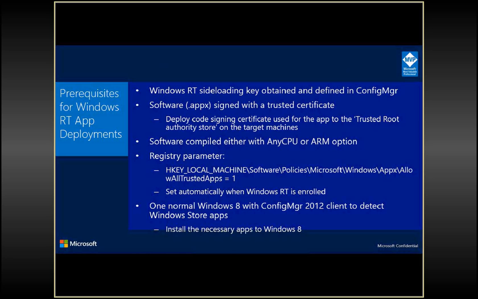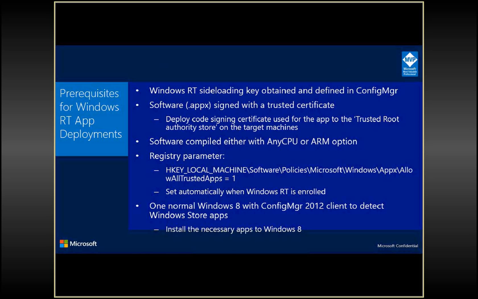And when you configure RT devices support for Windows Intune, you can specify one signing certificate. So if you have multiple software vendors, then you somehow need to deploy those certificates to Windows RT devices. And for that purpose, that settings management is really useful.